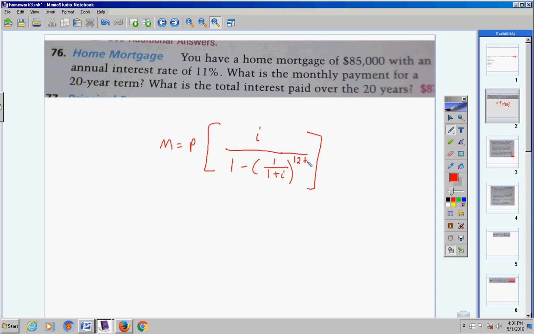And here we go. First of all, let's find what I equals. Remember, I is always your interest rate times 1/12, or in other words, your interest rate, 0.11, divided by 12. Now, if you type this into your calculator, you're going to get 0.00916 repeating. So I equals 0.00916 repeating. Alright, so I'm going to use 0.00917.